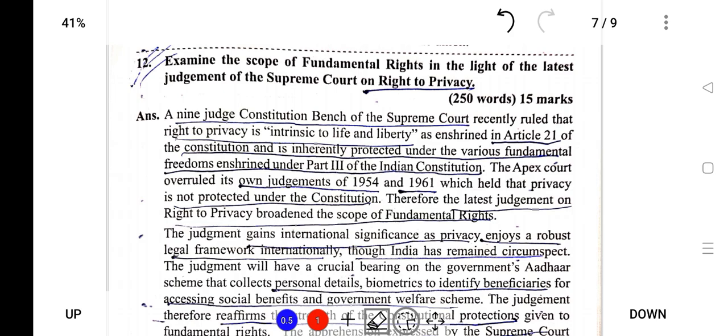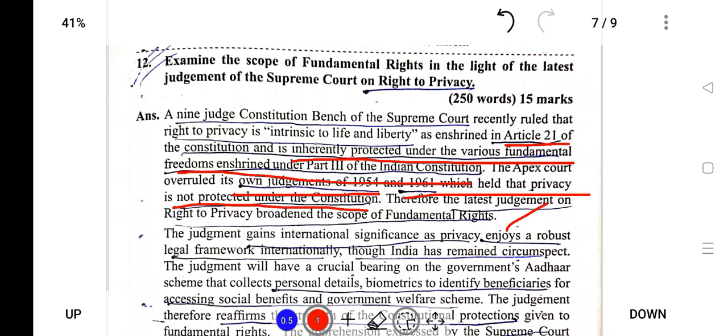So what is the recent judgment on the right to privacy? The right to privacy is declared as a fundamental right under Article 21 of the Constitution and is inherently protected under various fundamental freedoms enshrined in Part 3 of the Constitution under Article 19. The Supreme Court overruled its earlier judgments of 1951 and 1961, which said that privacy is not protected under the Constitution. However, the latest judgment on the right to privacy broadened the scope of fundamental rights. That is, under Article 21, every person has the right to privacy.